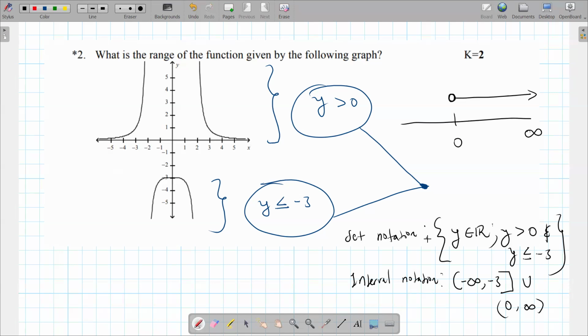Did this make sense? Yeah. Are you comfortable with set notation and interval notation? It's not that bad. This is the more preferred one. I like this better because it's just less text. And you'll see it in books as well, and usually in this notation.